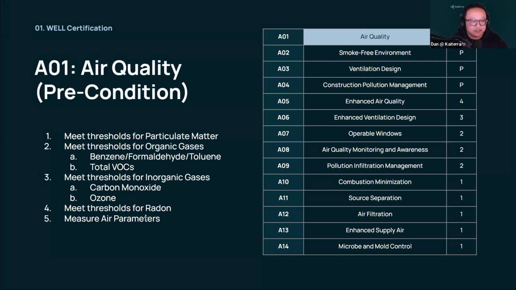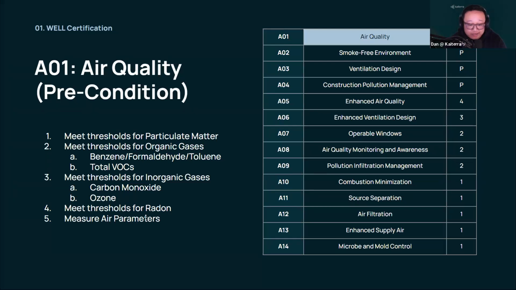It seems like a lot of elements to this, but what it really breaks down to is part 1 is about meeting the thresholds for particulate matter, so making sure that your PM levels in the building are at a reasonable level. Part 2 is looking at organic gases, so this is going to be your benzenes, your formaldehydes, or what is categorized as total volatile organic compounds, keeping those at a reasonable level as well. Part 3 is looking at inorganic gases, so this is going to be your carbon monoxides and ozone levels.